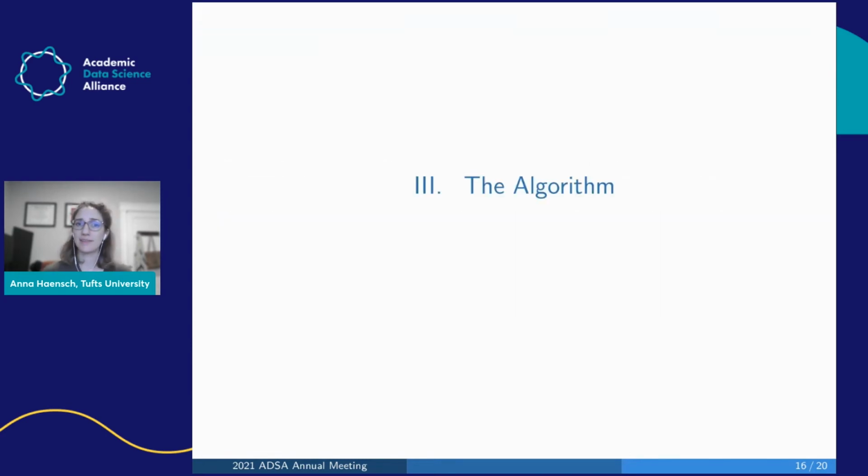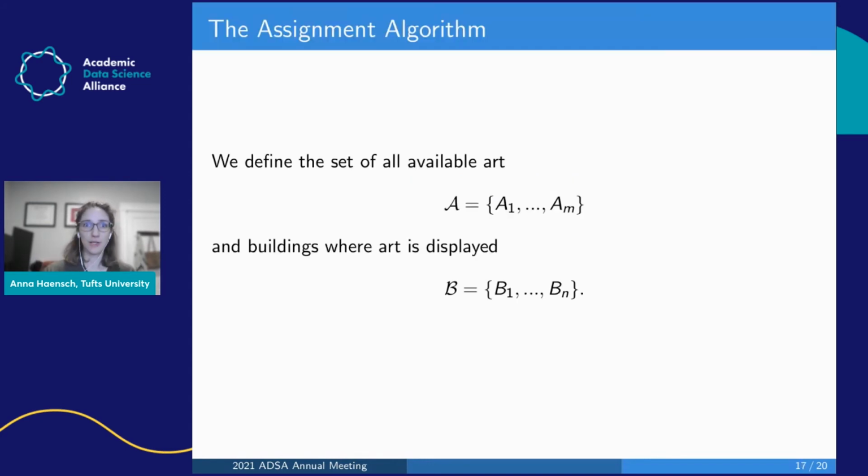So what we've devised is an algorithm that can solve these two kind of constrained problems in one go. So what we propose is the following. We define the set of all available art, A, as A1 through AM. So this is the set of all artworks, of which we have 2,039. And then the set of all buildings where art is displayed, so B1 through BN. So in our case, we have 23 different buildings.